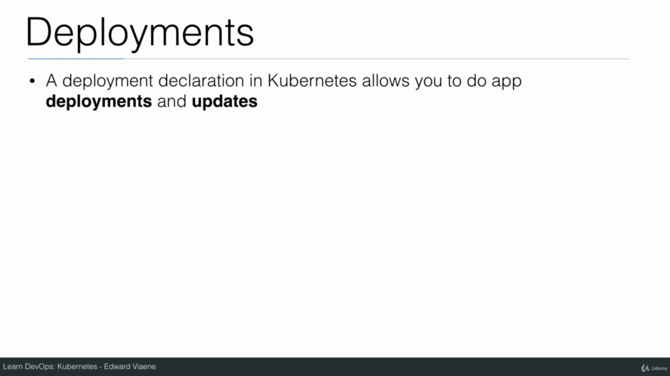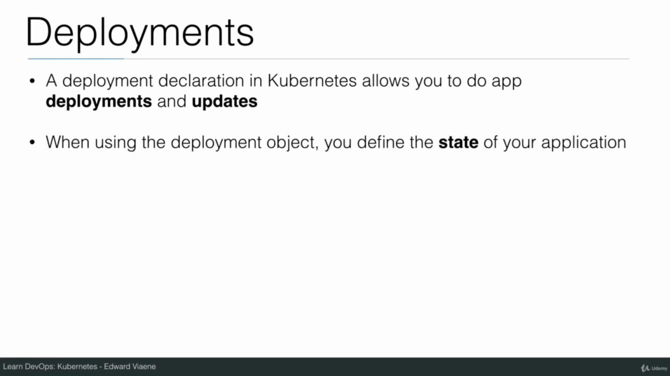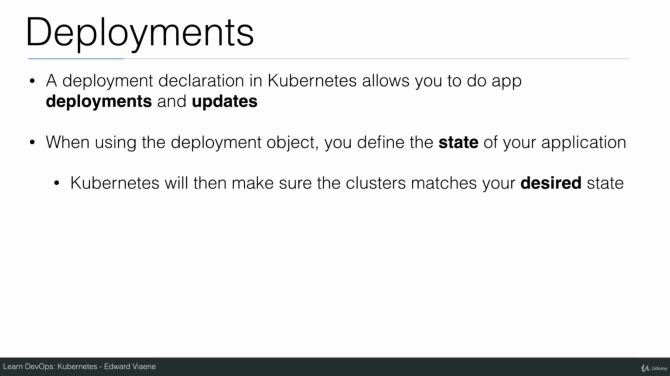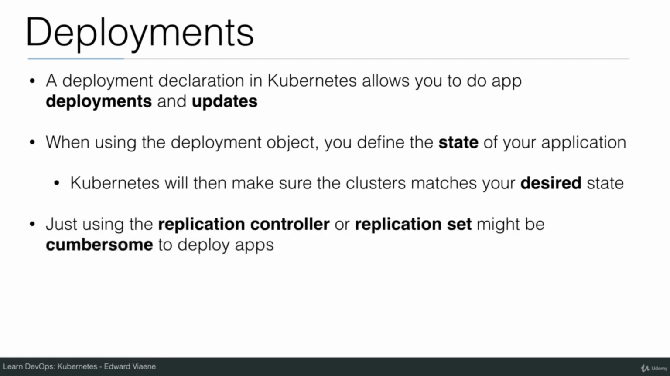A deployment is a declaration in Kubernetes that allows you to do app deployments and updates. When using the deployment object, you define the state of your application. Kubernetes will then make sure the cluster matches your desired state. A state can just be: run this application and make sure it is replicated 5 times. It's the way to describe this to Kubernetes, most easily done now with deployments.